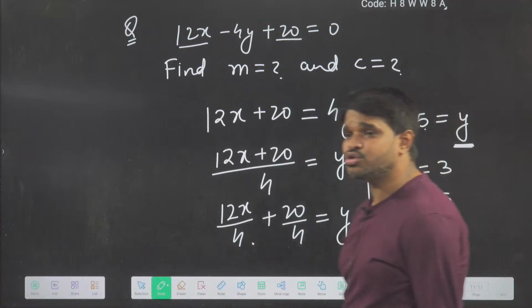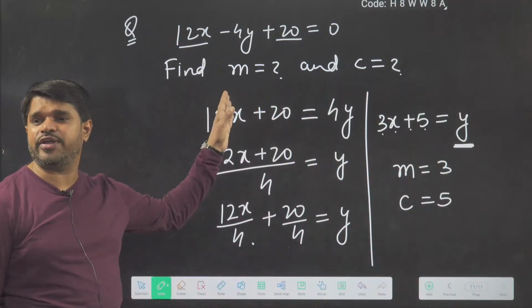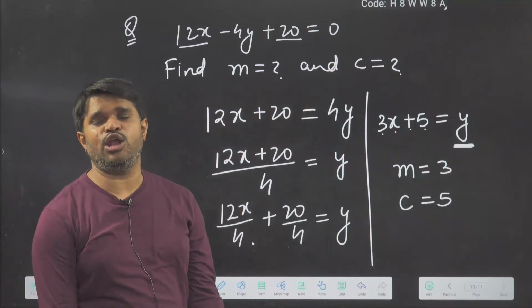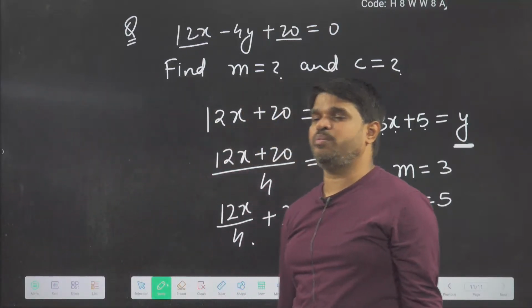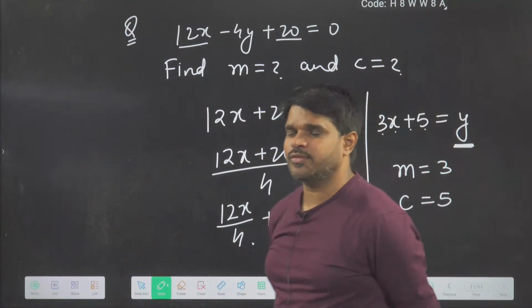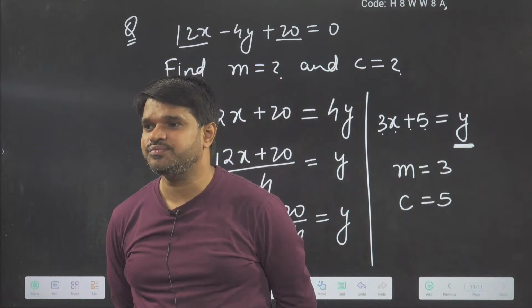So there is no need to necessarily keep y on the left. You can keep y on the left, y on the right, but y should be alone. Everything else should be on the other side. So how to find m and c? Is it clear to everyone? Is it clear to everyone how to find m and c?